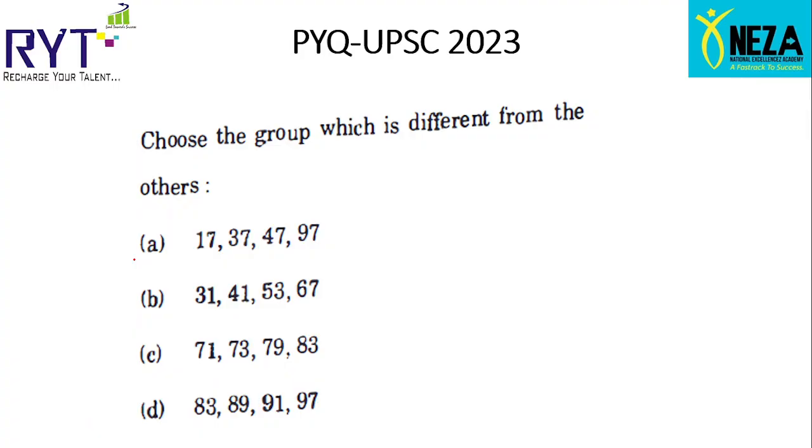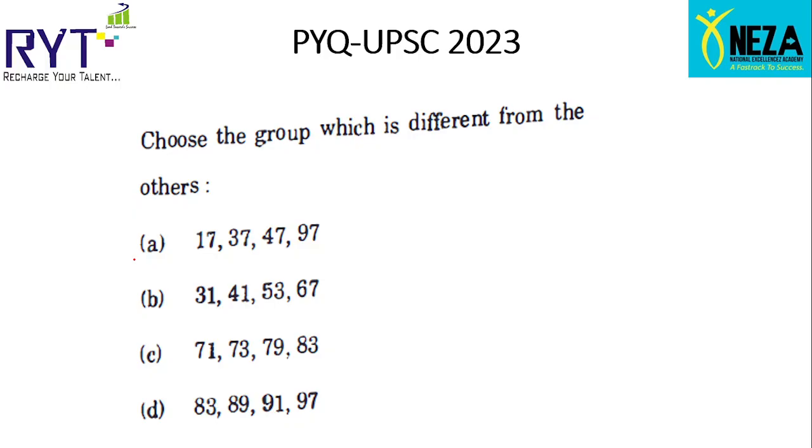Let us solve some questions from the IAS exam also. This question is from the UPSC 2023 examination paper. Look at the question. Choose the group which is different from others. There is a number group. The groups are given. We need to find the one different from the others. You can pause the video and think for the answer. The groups are 17, 37, 47, 97, 31, 41, 53, 57, 71, 73, 79, 83, 83, 89, 91, 97.